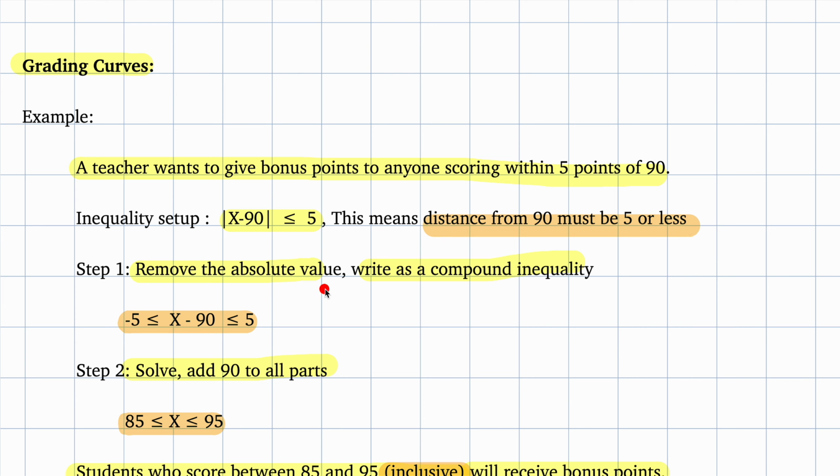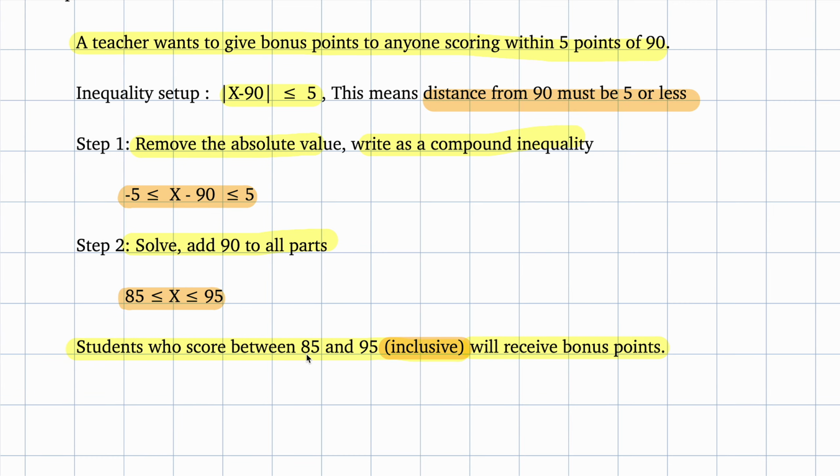So removing the absolute value, we write it as a compound inequality, and this would be negative 5 less than or equal to x minus 90 less than or equal to 5. And then to solve, we just add 90 to both sides. So 85 less than or equal to x less than or equal to 95. So students who score between 85 and 95, inclusive, will receive bonus points.